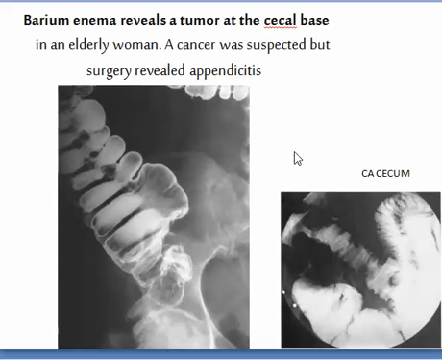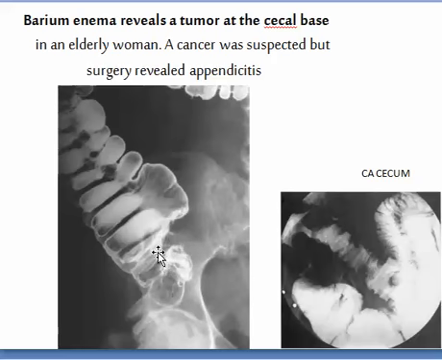Here is the cecum. The cecum is the region where a large tumor is seen, a filling defect with an apple core appearance and shouldering, and this is the terminal ileum. Again, this is the cecum. Barium enema reveals a tumor at the cecal base. A cancer was suspected, but surgery revealed that this is appendicitis.